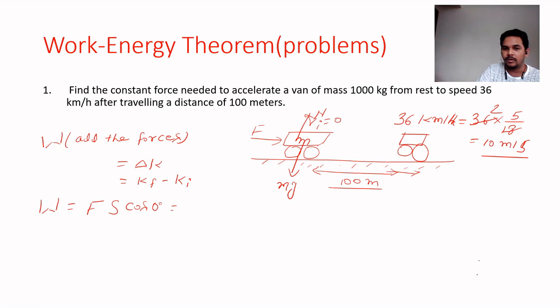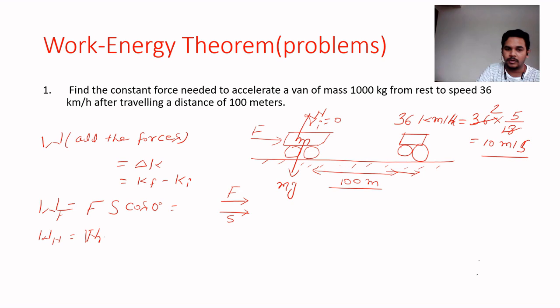Why 0 degree? Because remember this force is in the right direction as well as displacement is also in the right direction, so the angle between them is 0 degree. Work done by this force is this one, and I already discussed this in the last class, work done by normal and work done by mg.